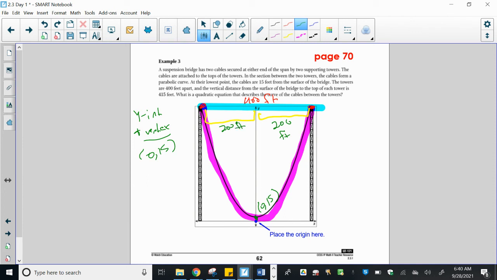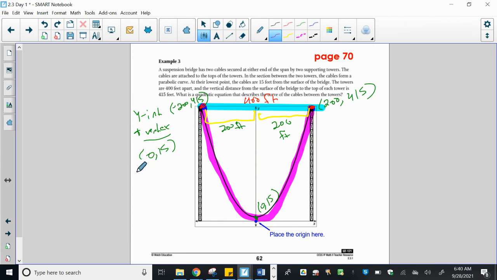So it's saying the vertical distance from the surface of the bridge to the top of the tower is 415 feet up. So this point right here would be 200 to the right, 200, comma, 415 up. And then this point over here, that'd be 200 to the left, so negative 200, comma, 415. Well, this is actually enough information to write our equation. We have some work to do, but we can do this. Why? Well, we have our vertex. The vertex is 0, comma 15.